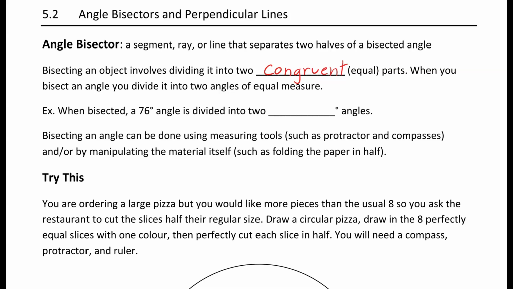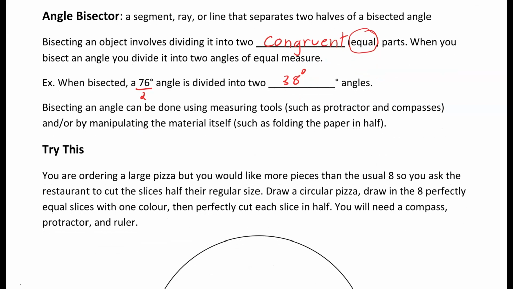It's a segment, a ray, or a line that separates two halves of a bisected angle. Bisecting an object involves dividing it into two congruent, which means equal, parts. When you bisect an angle, you divide it into two angles of equal measure. When bisecting a 76-degree angle, it divides into two. Now we would take 76 divided by 2, and we'd get two equal 38-degree angles. So to bisect the angle, you're dividing it by 2, so you're halving it.